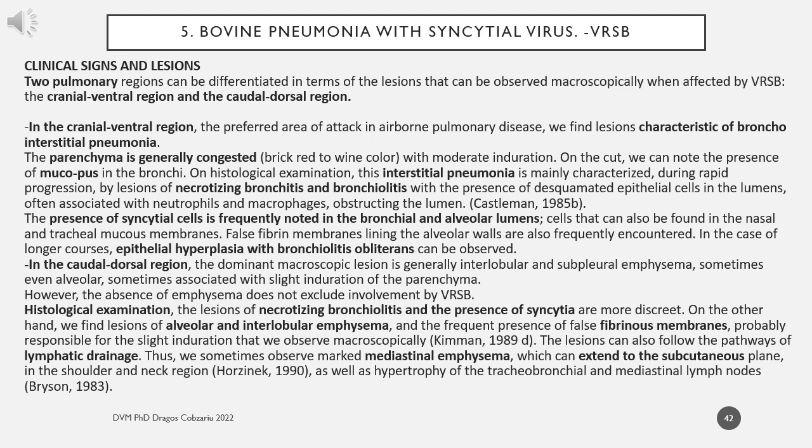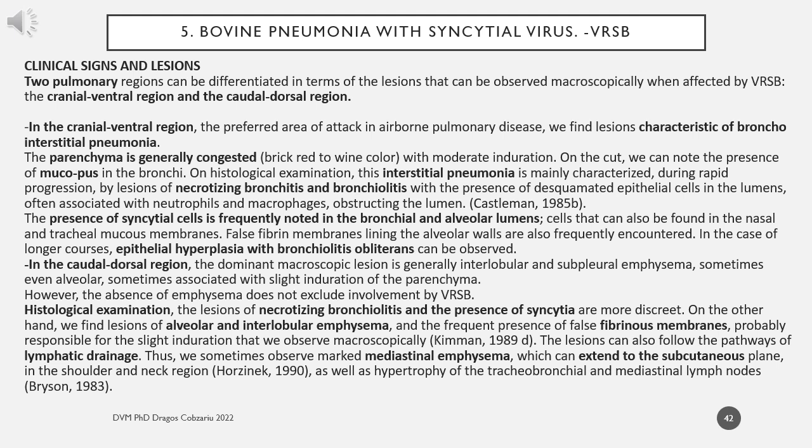On histological examination, this interstitial pneumonia is mainly characterized, during rapid progression, by lesions of necrotizing bronchitis and bronchiolitis with the presence of desquamated epithelial cells in the lumens, often associated with neutrophils and macrophages, obstructing the lumen. The presence of syncytial cells is frequently noted in the bronchial and alveolar lumens, cells that can also be found in the nasal and tracheal mucous membranes. False fibrin membranes lining the alveolar walls are also frequently encountered. In the case of longer courses, epithelial hyperplasia with bronchiolitis obliterans can be observed.